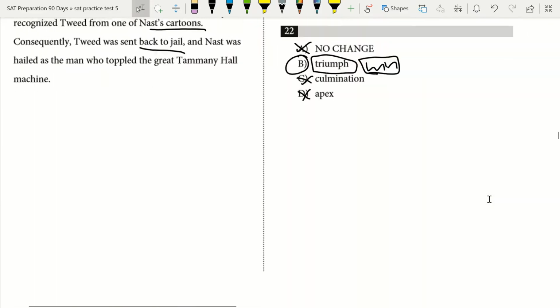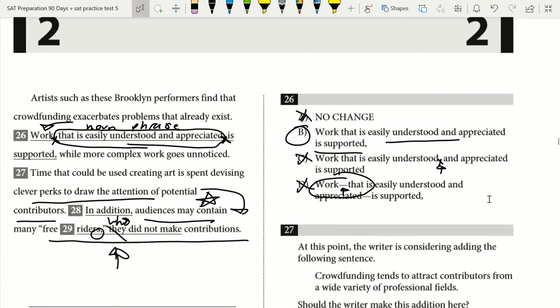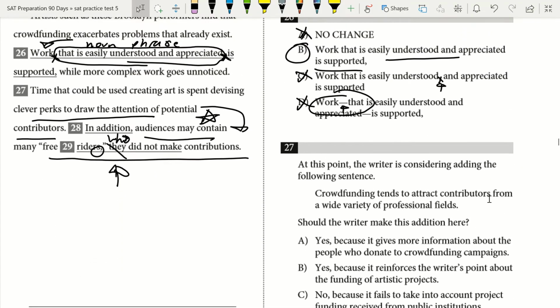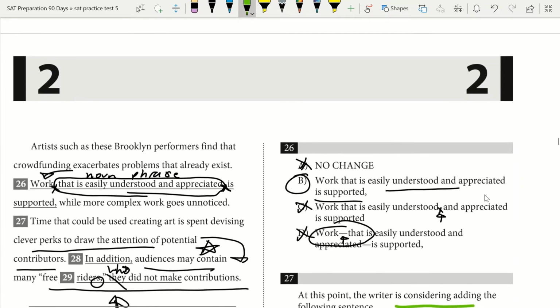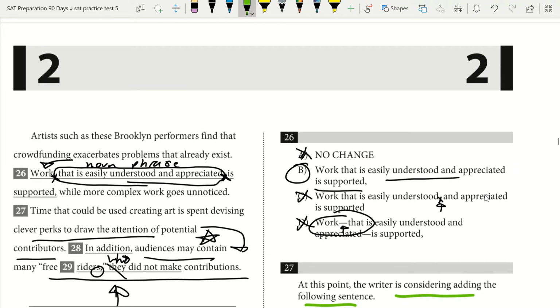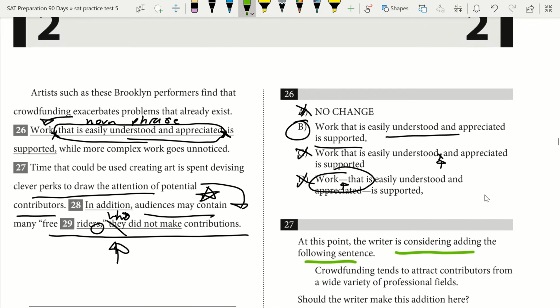Okay, so let's go down and take a look at 27. Okay, so in this passage we're talking about crowdfunding of the arts. So I see at 27, I'm told that the writer is considering adding the following sentence. The sentence is, crowdfunding tends to attract contributors from a wide variety of professional fields. So I'm going to give you some context for this. In this passage, we're talking about how in the arts, they're using crowdfunding, obviously to raise money. Now the main focus here is more on the arts and the artists and how they're crowdfunding and how it's impacting the work that they produce. It's not focusing at all on the types of people who are donating, right? The types of people, what professional fields they're from that are contributing. Okay, so they're not focusing on that.